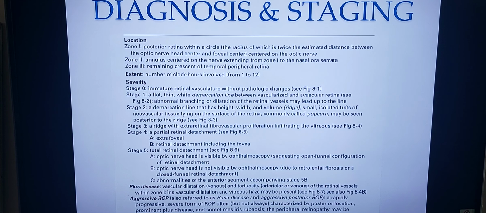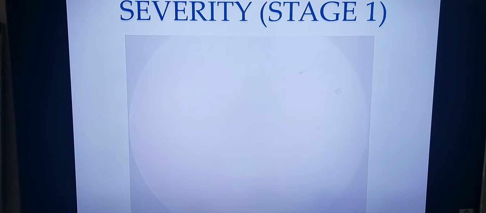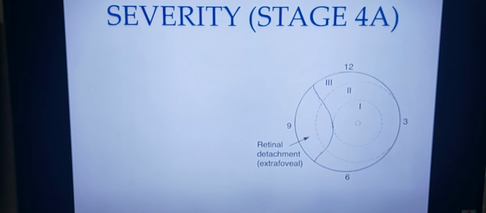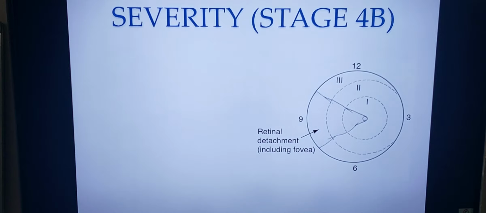And then there is aggressive ROP, also called rush disease. It's a severe form of ROP and characterized by the posterior location. As I told you, if it is posterior, it is something serious and to be managed on an urgent basis. And in case there is a prominent plus disease, again, you call it aggressive ROP. And sometimes iris rubeosis may be present, and the peripheral retinopathy may be ill-defined. All these factors we need to devise a treatment plan for the retinopathy of prematurity.